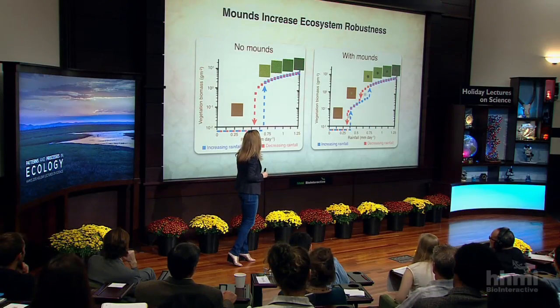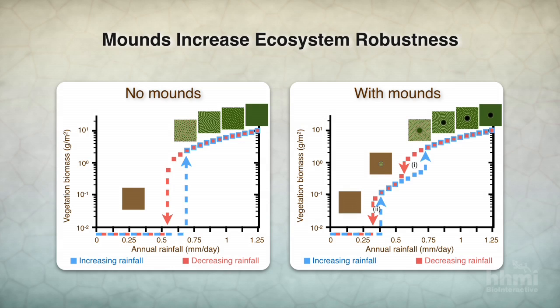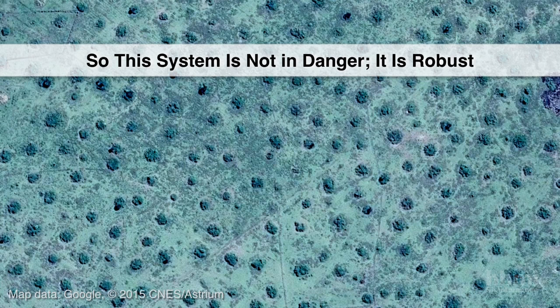So basically, mounds play an extremely important role in this system. Now if we compare these side by side, you can see quite dramatically how in a system that was pretty much in danger before at intermediate rainfall, now you need a much lower rainfall before you completely lose everything.